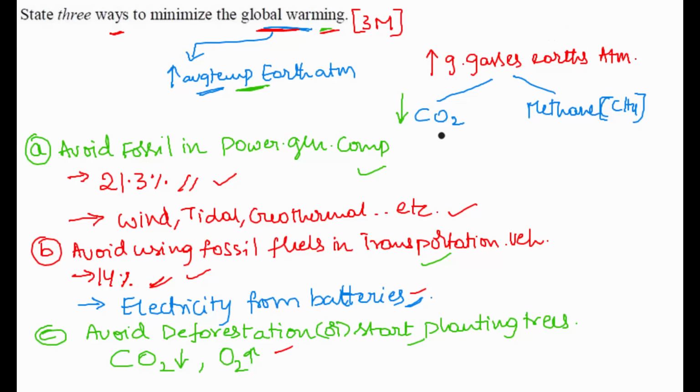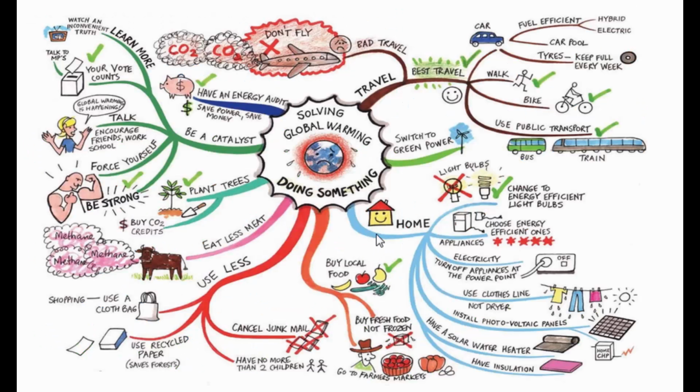Apart from these, there are other points also which we can write. Now this is a mind map for solving global warming. So you can go through this mind map. You will get some more points which you can remember. But in exam point of view, whatever 3 points we discussed are important.